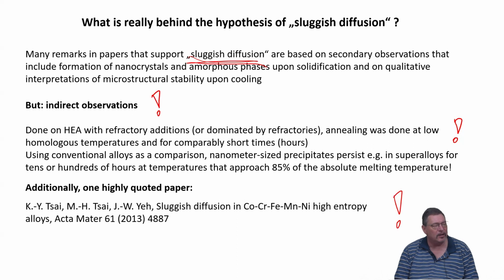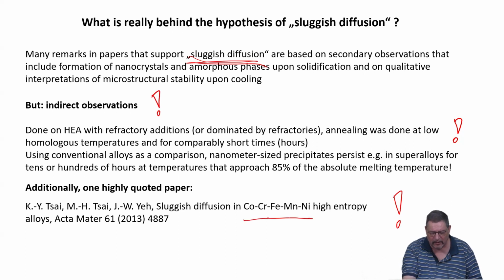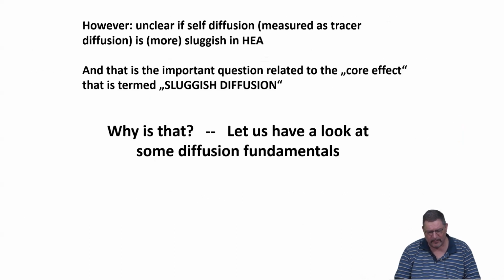Only one very early and very highly quoted and cited paper was there when most of the papers were written, and people refer to this in the papers also, where people measured diffusivity in this Cantor alloy, right? But as I told you earlier, this was done also not measuring tracer diffusion, which can be interpreted easily as self-diffusion, but their chemical diffusion, interdiffusion in a diffusion couple was measured. And now let's think about, is this really a good way of testing the hypothesis?